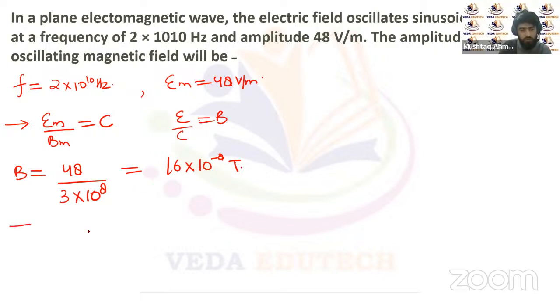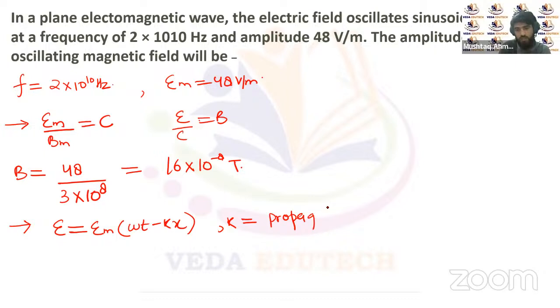There is an important concept: if we write the equation of wave for an electromagnetic wave, that's E equals Em sin(omega t minus kx), right? This k is what we call the propagation vector, right? And this k has the value equal to 2 pi upon lambda, where lambda is the wavelength of the electromagnetic wave, right?